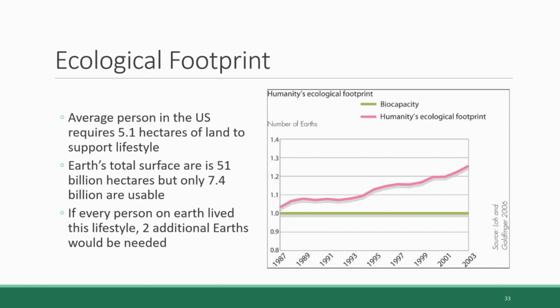In this graph, you can see an estimate of how the total number of Earths needed to support the worldwide population has been going up over time. And this graph is old and stops at 2003, but in current times, the number of Earths needed to support the global population is 1.75.